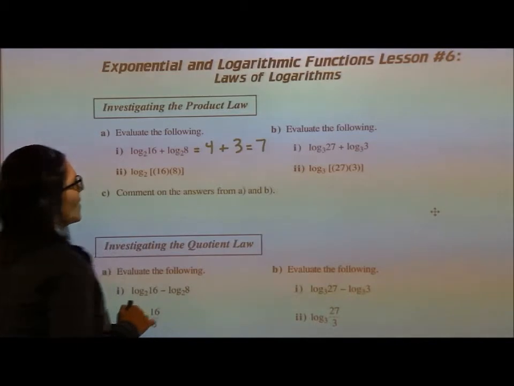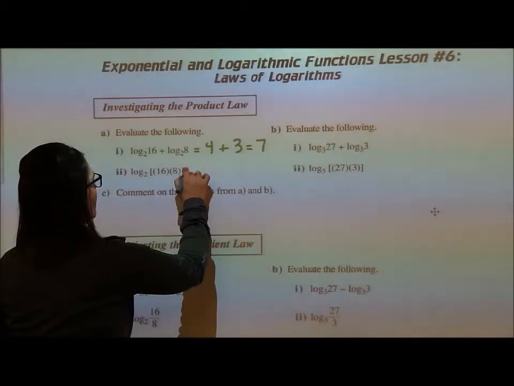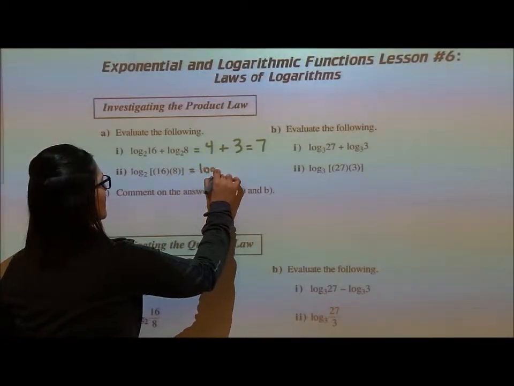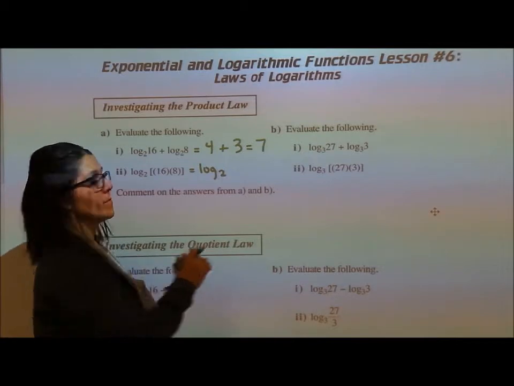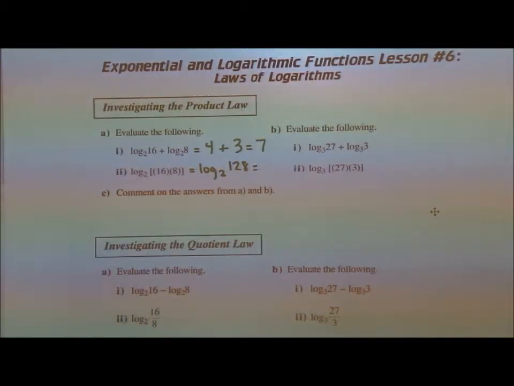7. Okay. Now if I look at the next one, it's log base 2 of 16 times 8. So how would I evaluate that? What would I do first? 16 times 8. And what is 16 times 8? 128. And when I go log base 2 of 128, 7.